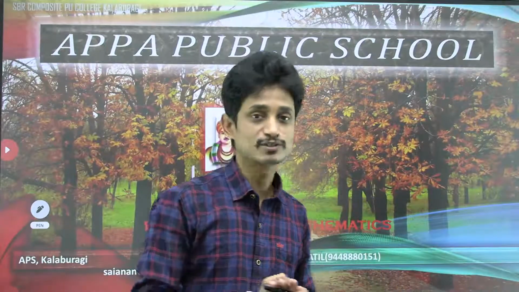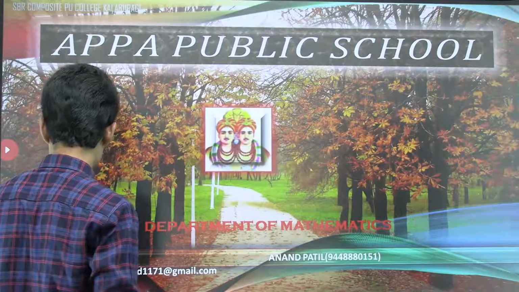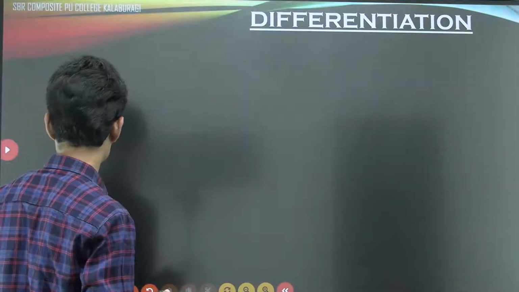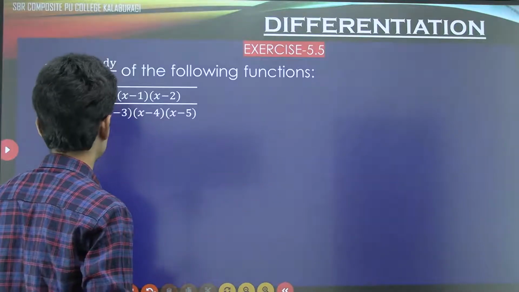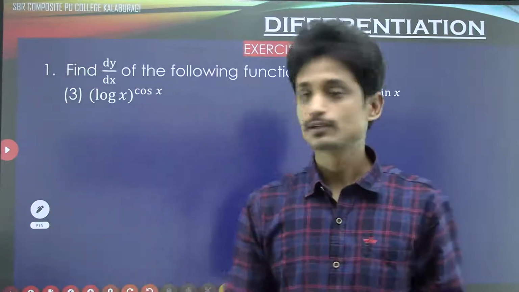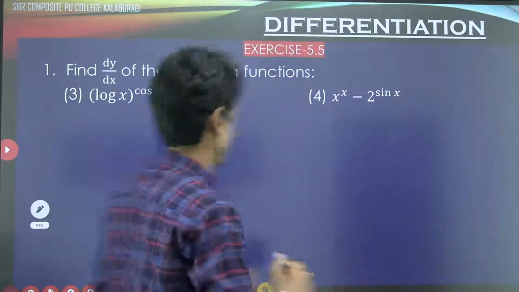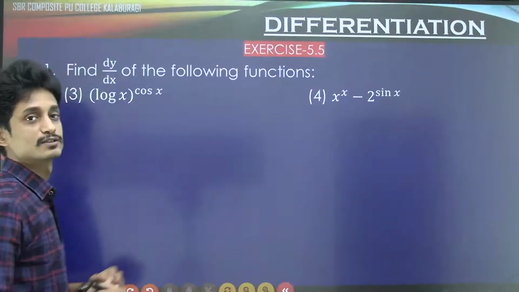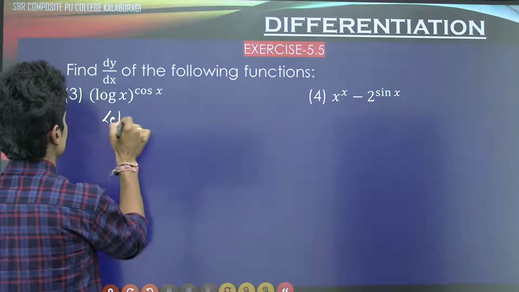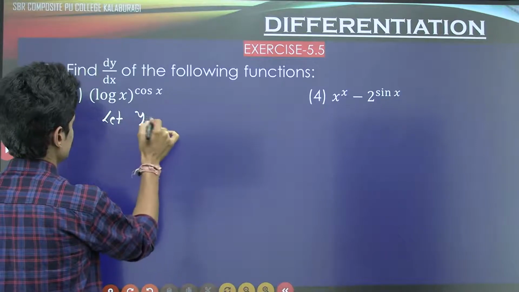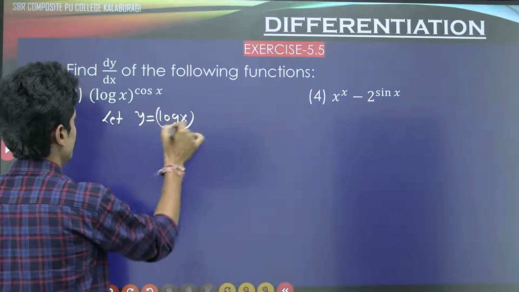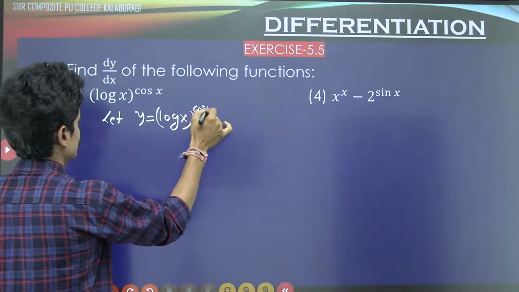Question number 3 and question number 4. This question and this question we have done. Next we should go for question number 3. Clear? Here I have the f of x power g of x form. First step, let us consider y is equal to log x whole power cos x.